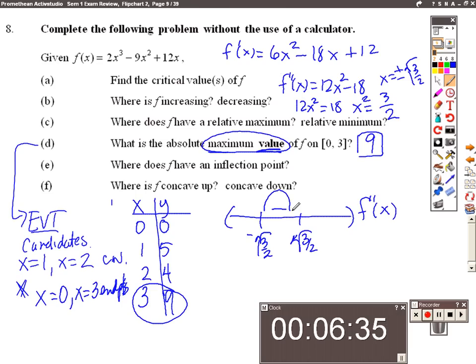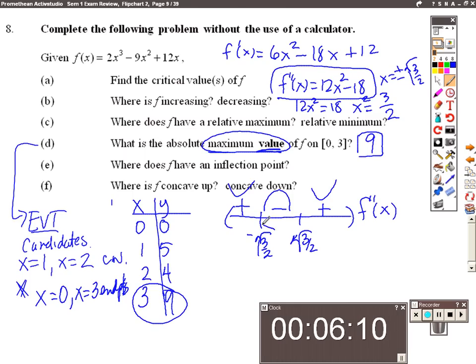Choose a number to the left of negative square root 3 over 2. Now the easy thing to do is just choose a number that you definitely know is smaller than that, like negative 100. And so if I substitute negative 100 into the second derivative, that will give me a positive output, so the function is concave up. Same thing on the other side, choose positive 100 and I'll get a positive output, concave up.